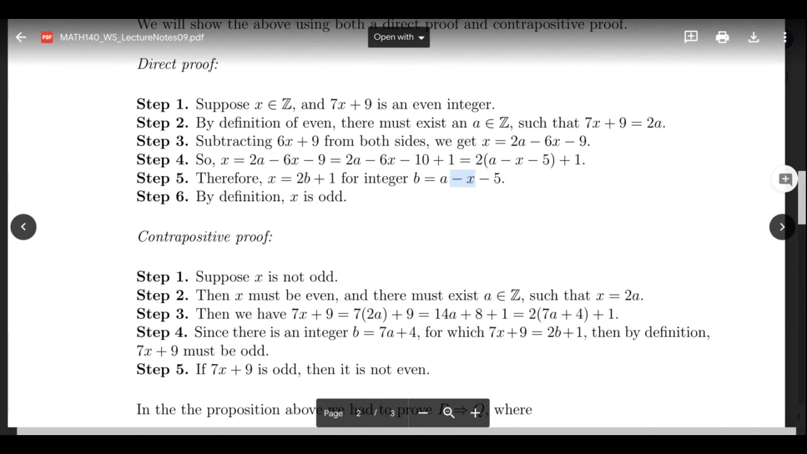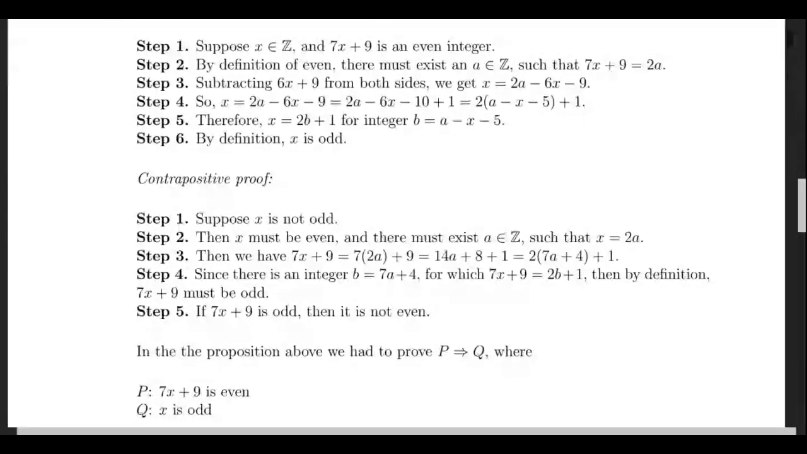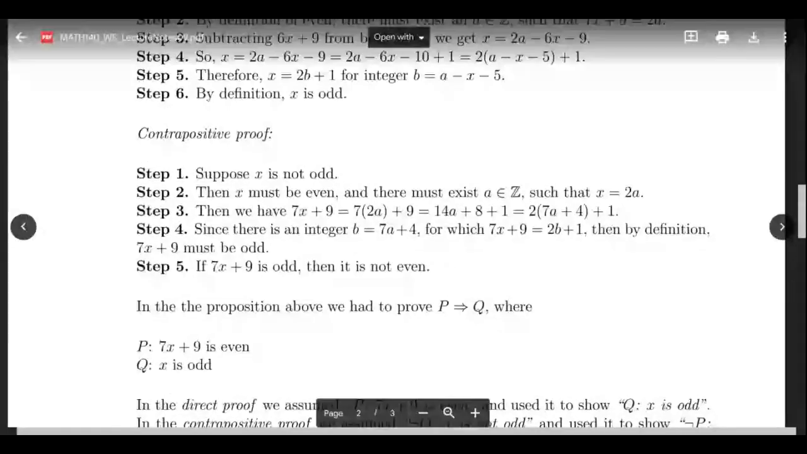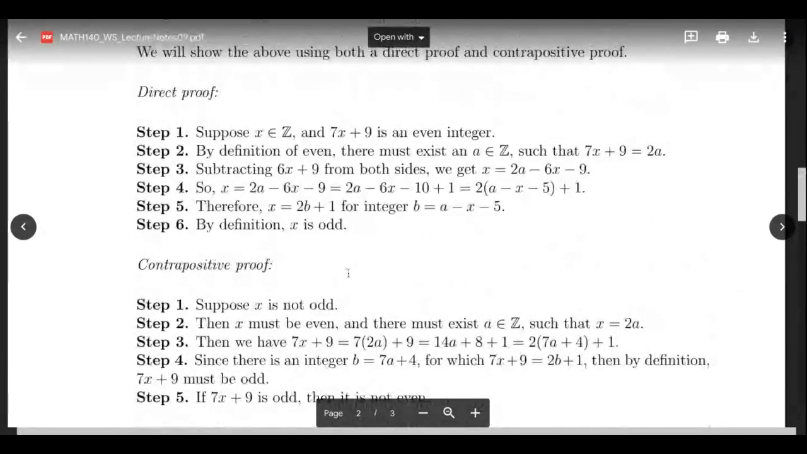For the contrapositive, we switch the P and Q, then negate them. That's true. So if P implies Q, the contrapositive of P implies Q is not Q implies not P. Yeah, right, we switch P and Q, then we negate both of them. All right. Okay, any other questions? So this is two ways of proving it. For P implies Q, we can always use its contrapositive to prove it. Sometimes its contrapositive is easier. So not Q implies not P.